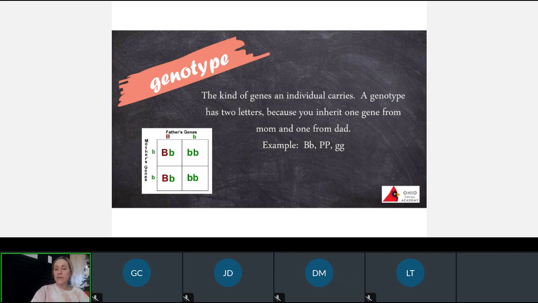Darian, can you read what the genotype slide says? Genotype, the kind of genes an individual carries. A genotype has two letters because you inherit one gene from your mom and one from your dad. Example, B, B, P, P, G, G. Perfect. So in math, have you ever done something like it says 6 plus X equals 14? Excellent reading, Darian.